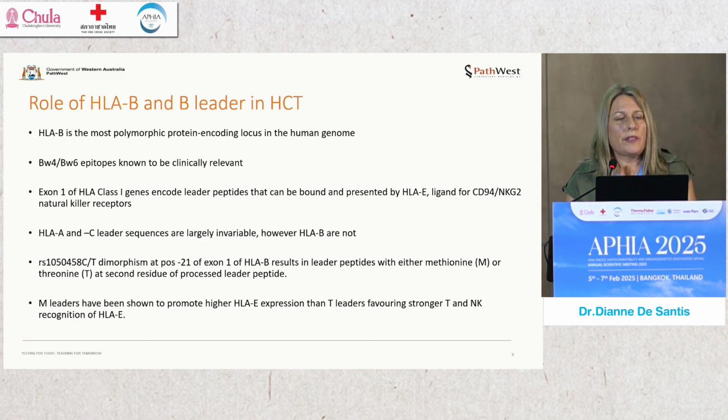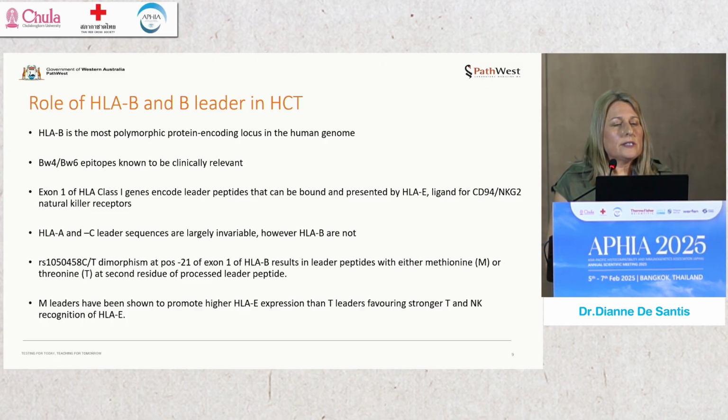So just talking about HLA-B and the B leader in transplant. We know that HLA-B is the most polymorphic protein-encoding locus of the human genome, and there are clinically relevant variations that can include epitopes of the expressed HLA-B molecule as well as leader peptides. Exon 1 of HLA class I genes encode leader peptides that can be bound and presented by HLA-E, the ligand for CD94 and NKG2 natural killer cells. HLA-A and C leader sequences are largely invariable, however, HLA-B are not.